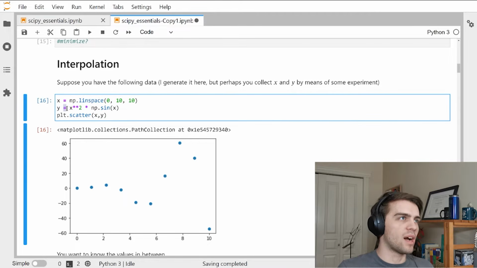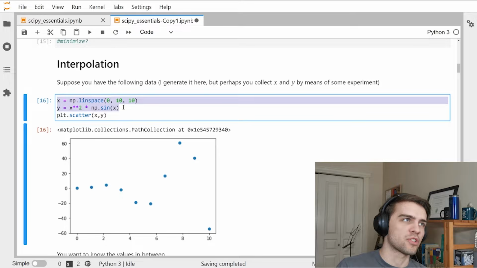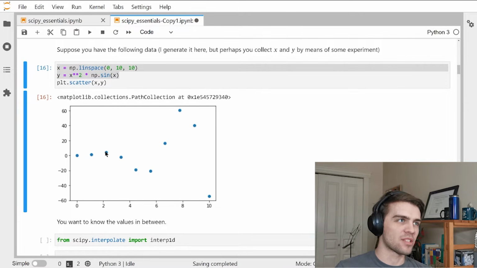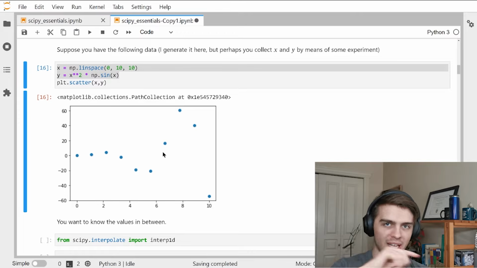So here I have x and y, and I'm defining it in terms of a function, right? But suppose you're out in the lab and you collect these data points, right? And you say, okay, I've collected x, y here, x, y here, x, y here. And I say, well, what's going on in the middle? What does the shape of this function actually look like? Well, you can interpolate to get what's going on in between those data points.